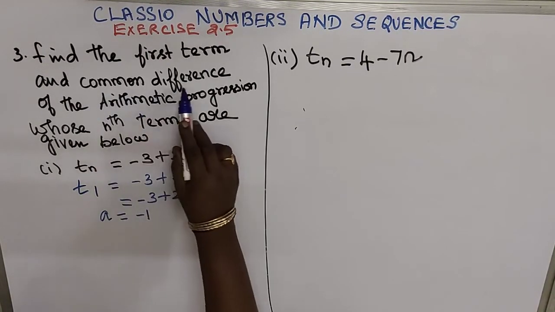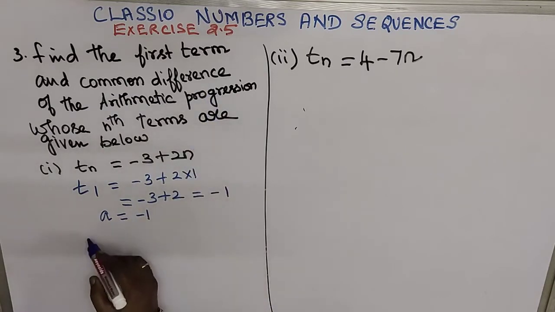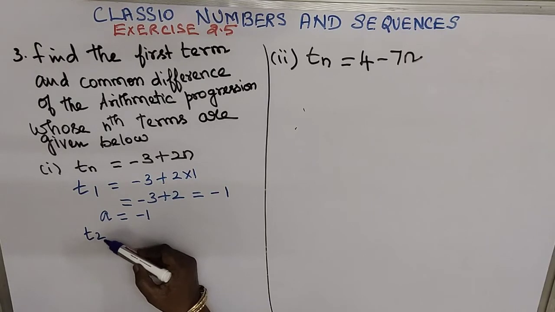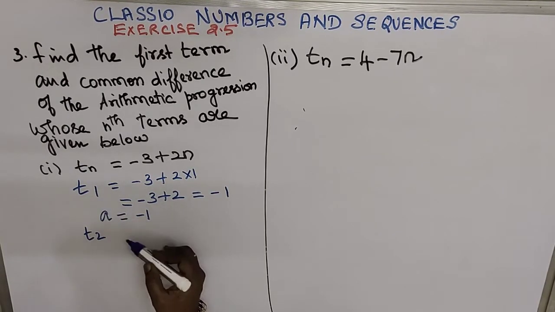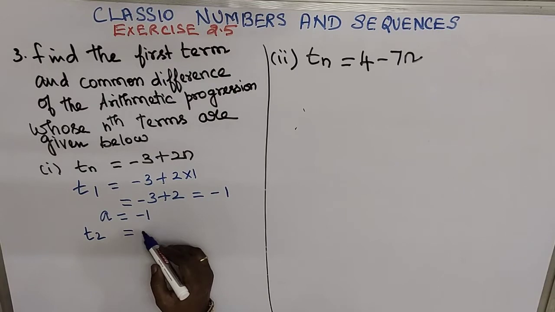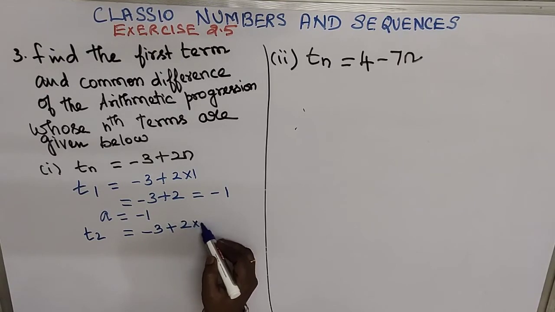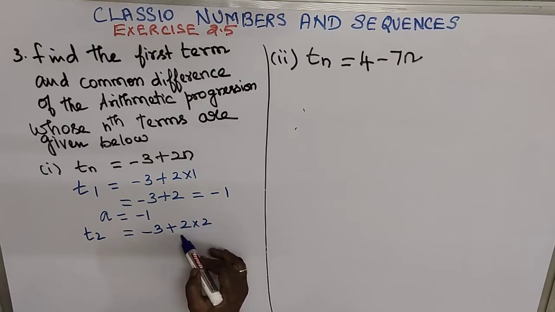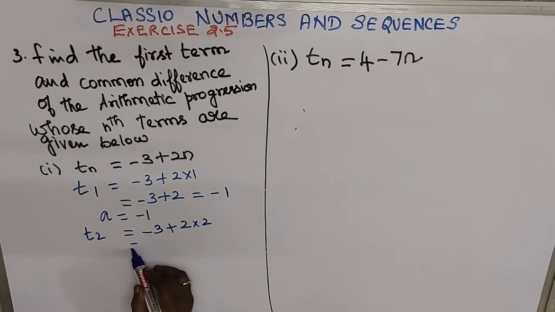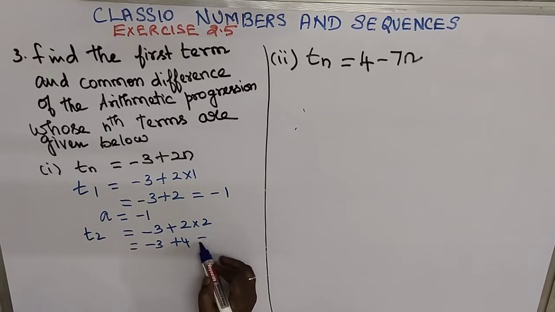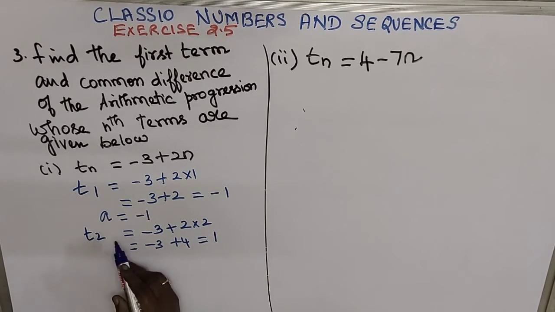In order to find the common difference, we want the next term T2, so that we have to find the difference between T2 and T1. So what is that? In the place of n we are going to substitute 2. So minus 3 plus 2 into 2. First do the multiplication and then this addition. So minus 3 plus 4. So 1. Now we have got the first term as well as the second term.